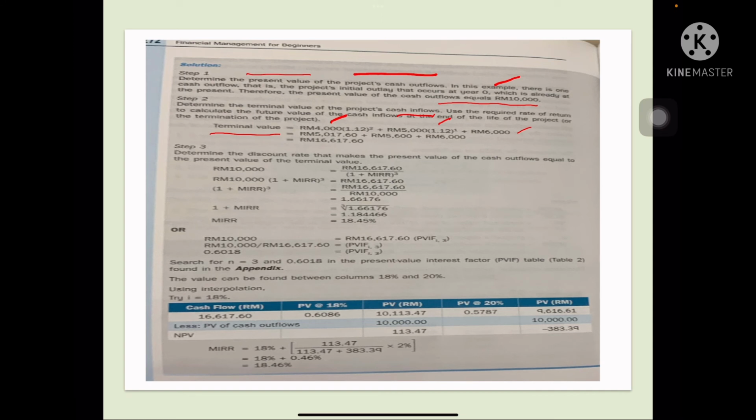Okay. Alright, so here either you can use the table or you can use the formula. So step 3, the initial outlay of 10,000 equals our future value 16,617.6 divided by 1 plus MIRR to the power of 3. After we reverse the formula, we get 18.45.